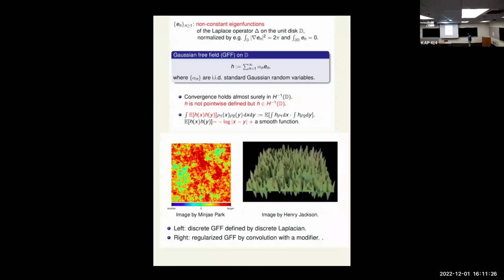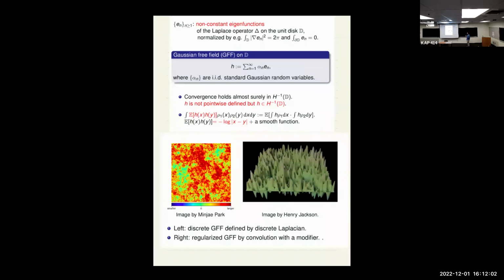It is a random function defined on a domain. The way it is defined is by a random Fourier series. You consider the non-constant eigenfunctions of the Laplacian on this domain, normalized in a certain way, and then you consider an IID sequence of Gaussian variables and form the random Fourier sum. You can show that it converges in a negatively indexed Sobolev space. And this random function is called the Gaussian free field on this domain.